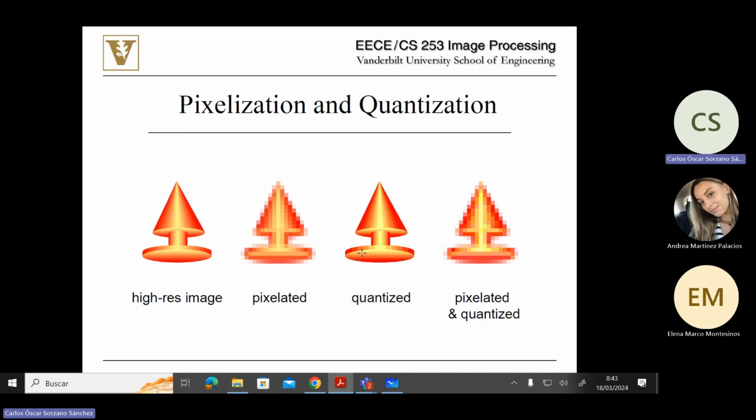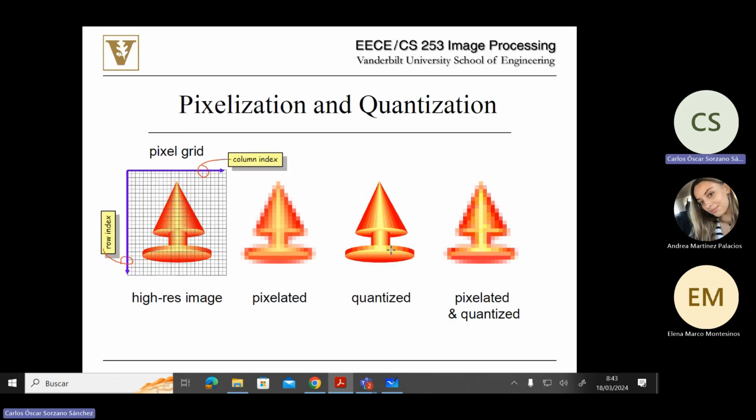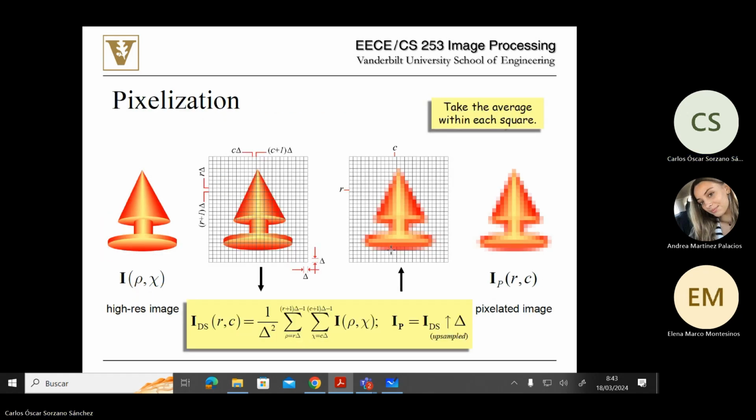Quantization is changing the steps in the intensity. So you see here the intensity steps are smaller, and here we have fewer colors. So let's say that here we have 256, here we have only 16. And then we can have both effects: a quantization in space and a quantization in intensity. So this is the gist of that.